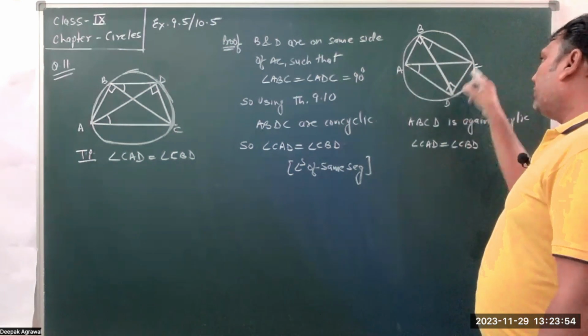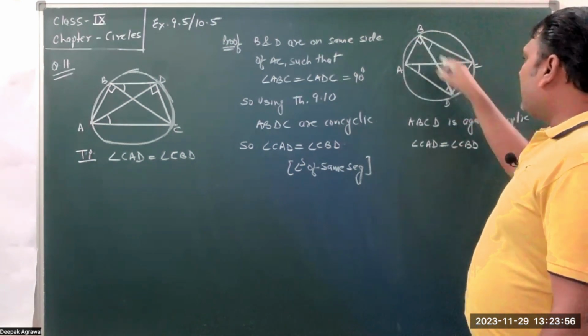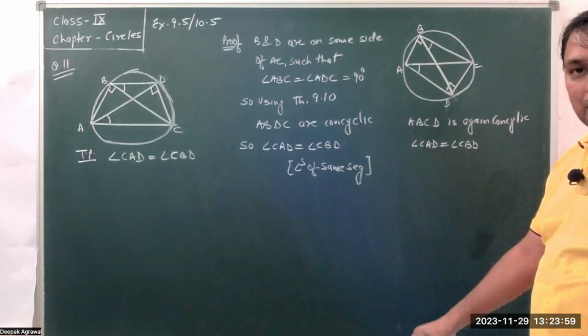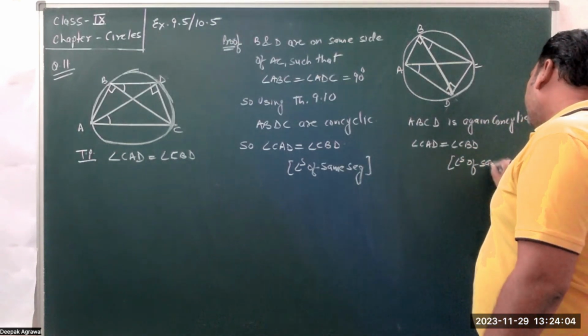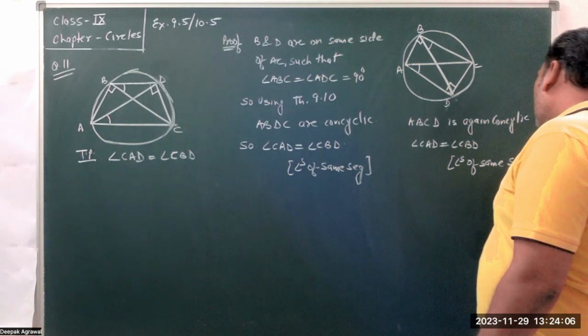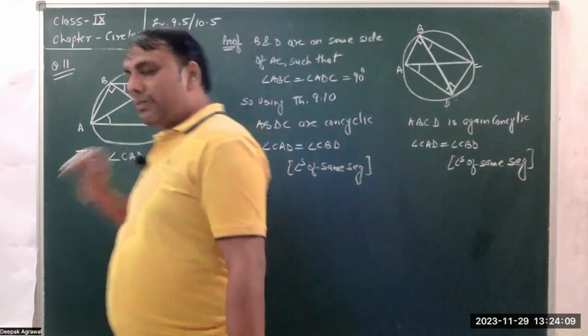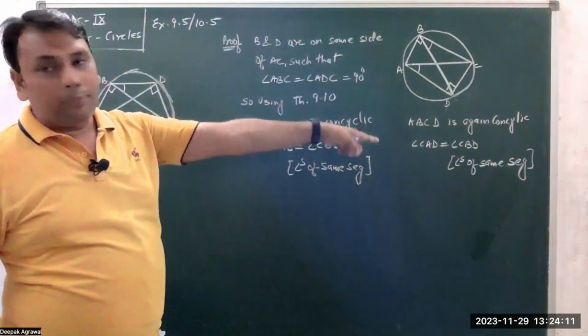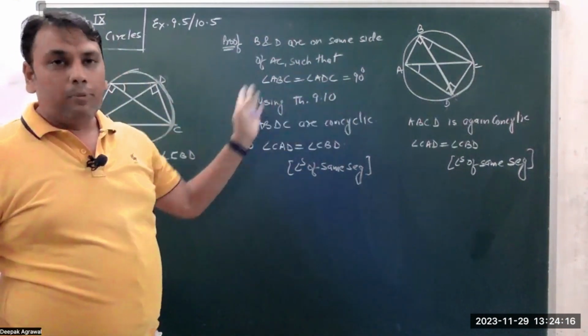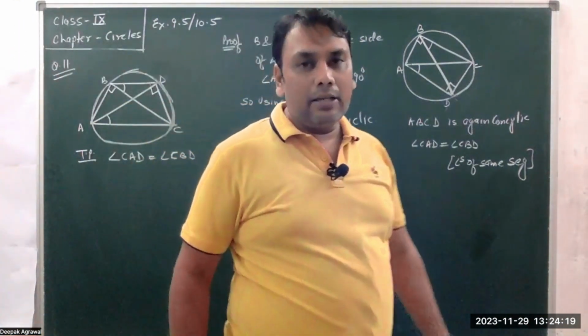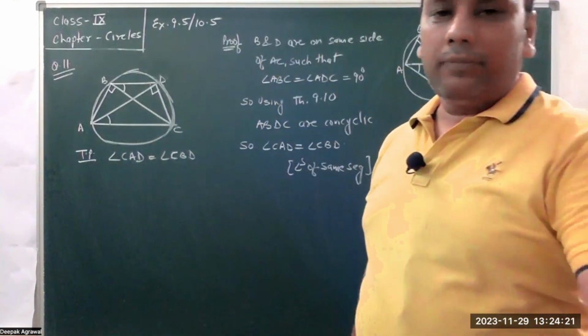CAD, if I extend both of them, I'm landing at CD. CBD, if I'm extending both of them, I'm landing at the same place, CD. Angles of the same segment. So whether B and D lie on the same side of AC, or B and D lie on opposite sides of AC, the theorem or question holds true in both the cases. CAD and CBD are equal by the same property, angles of the same segment.